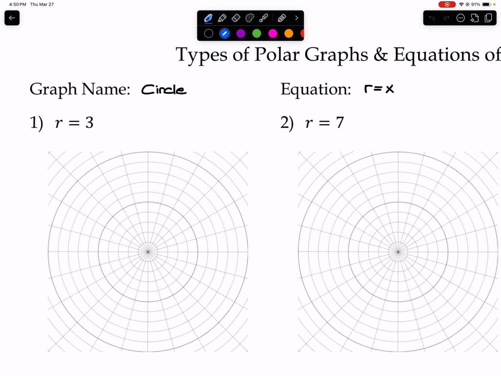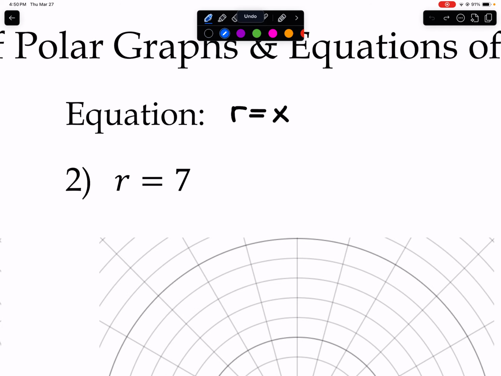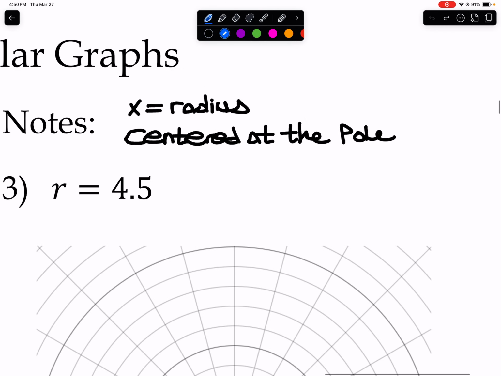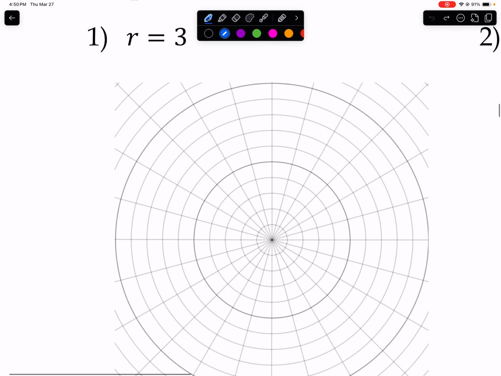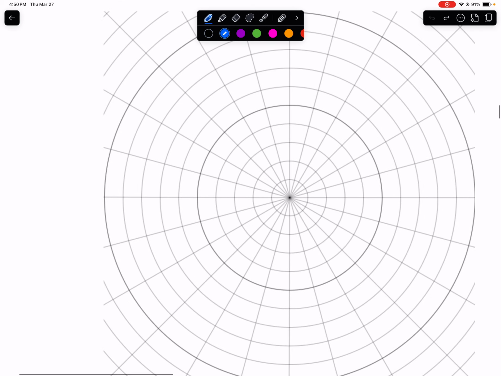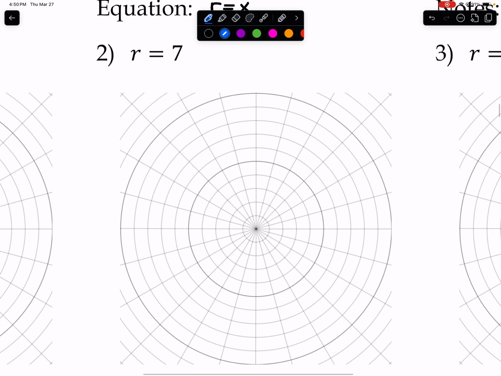So starting off, we give you just a circle where the equation is going to be just r equals x, where the x value is going to be the radius, and it's going to be centered at the pole, which is the center of your graph. So if I give you a polar equation of r equals 3, that means we're going to go to the third concentric circle from the pole, and then this would be our graph, just a simple little circle. So then if I give you an r value of 7, whoops, I think I did it at 8, I can't count, everything's fine.